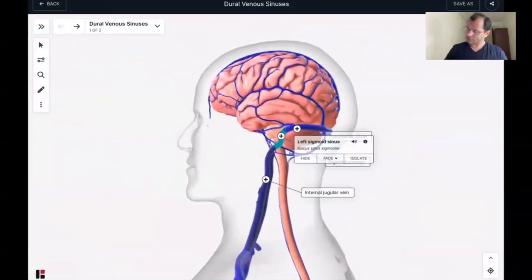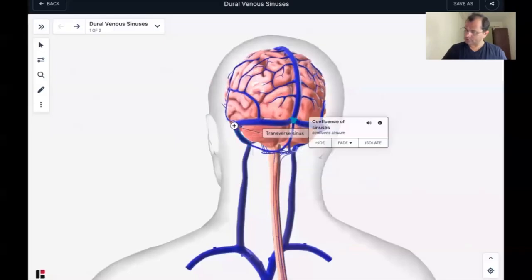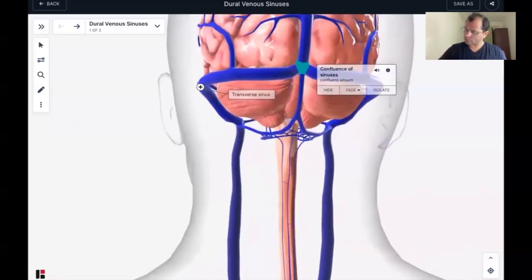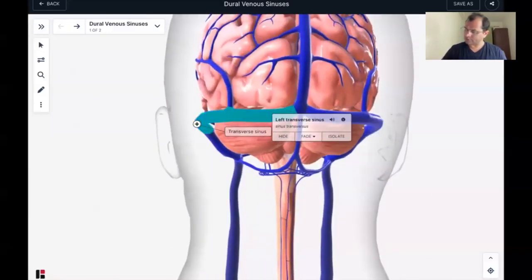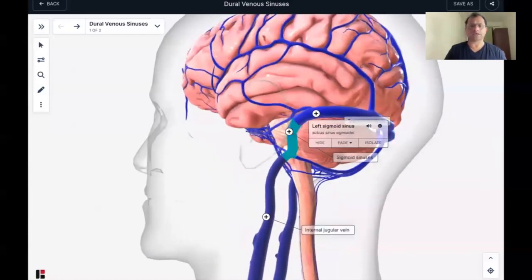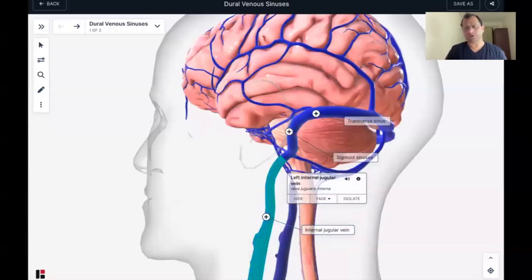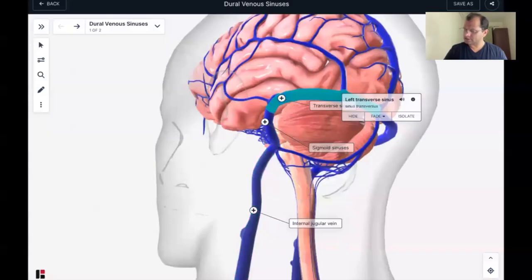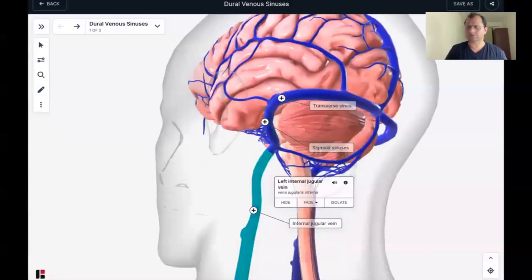Let's see this. From the confluence of the sinus, you can see one horizontal line going on the left side, one on the right side, that is the transverse sinus. Then it's curving like an S, it's called the sigmoid sinus. Okay. Finally, it will also drain into the internal jugular vein. Ultimately, transverse sinus, sigmoid sinus, the final path is the internal jugular vein all the time.